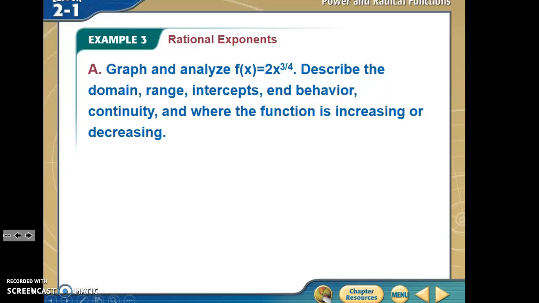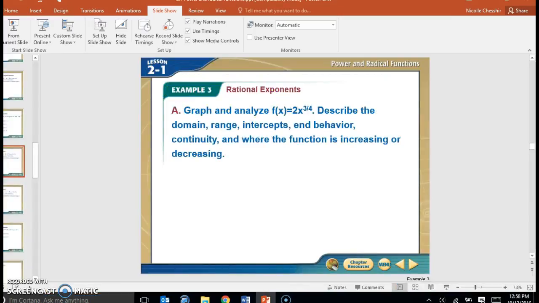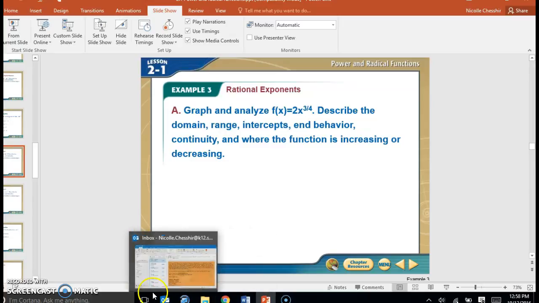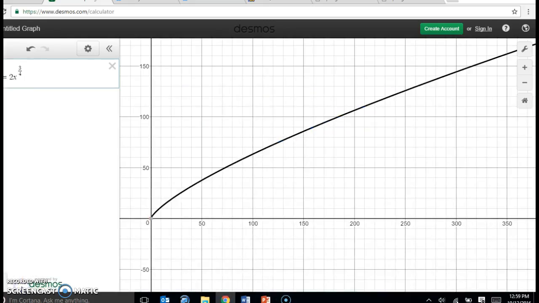So let's graph this so that we can look at the function. So xing out and going to Desmos. All right, so looking at this graph, what do we notice? What observations do you have for this graph?